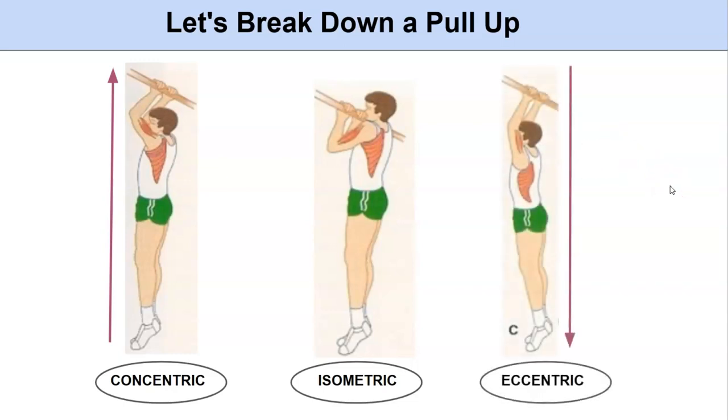Lastly, when I go down from the chin-up, I don't just drop, right? Because that's how we strain muscles. We slowly go down. And when we slowly go down, my bicep brachii is lengthening while contracting. So that is called an eccentric contraction.